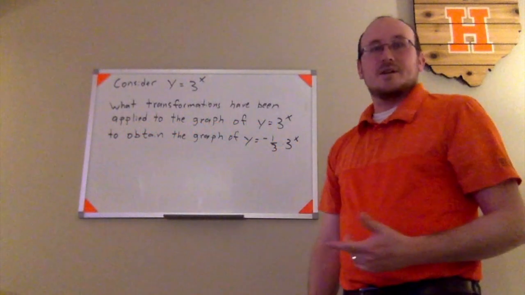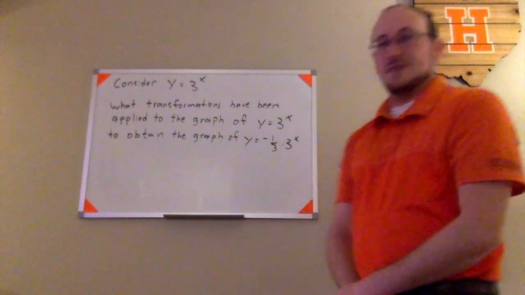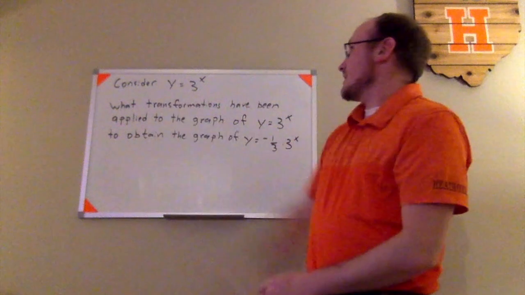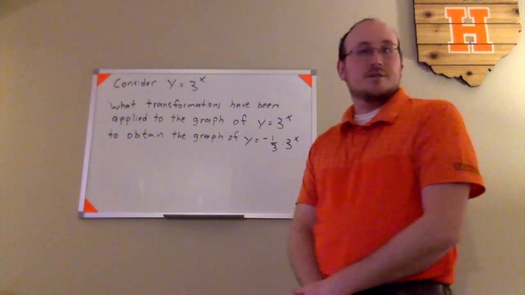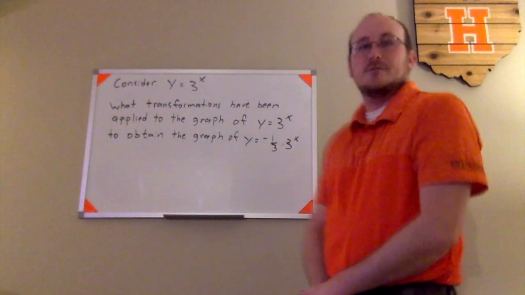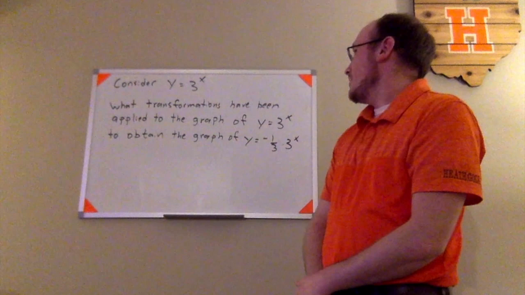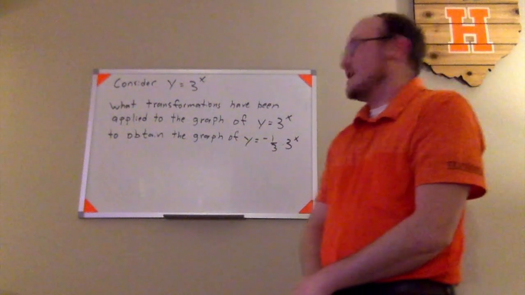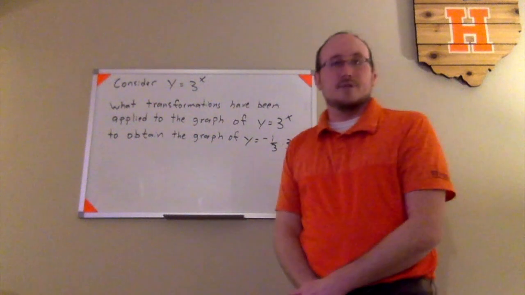In this example, we're going to try to connect these graphs of these exponential functions to the transformations that we've talked about in previous units. For this particular problem, we're going to consider the graph of y equals 3 to the x as our parent function. And we want to know what transformations have been applied to the graph of y equals 3 to the x to obtain the graph of y equals negative 1/3 to the x.